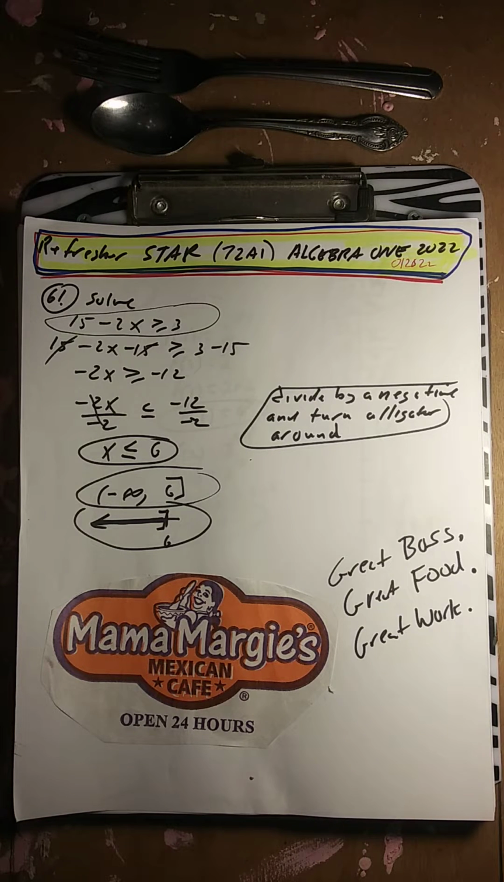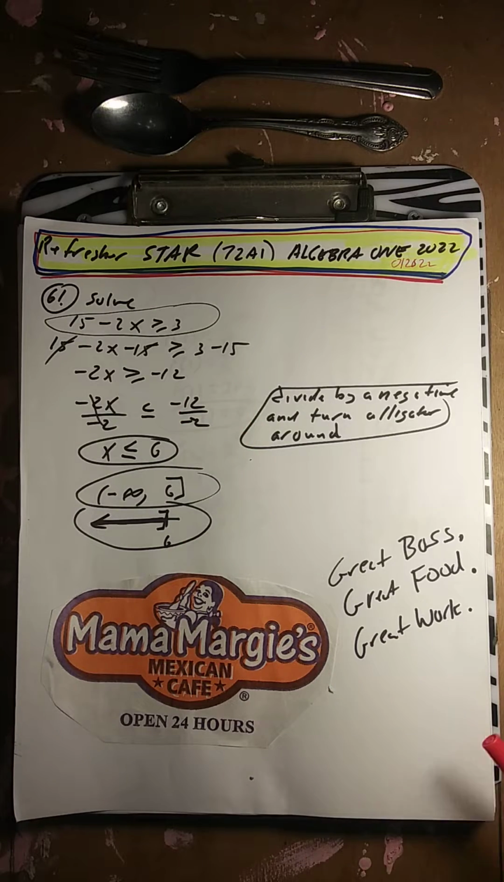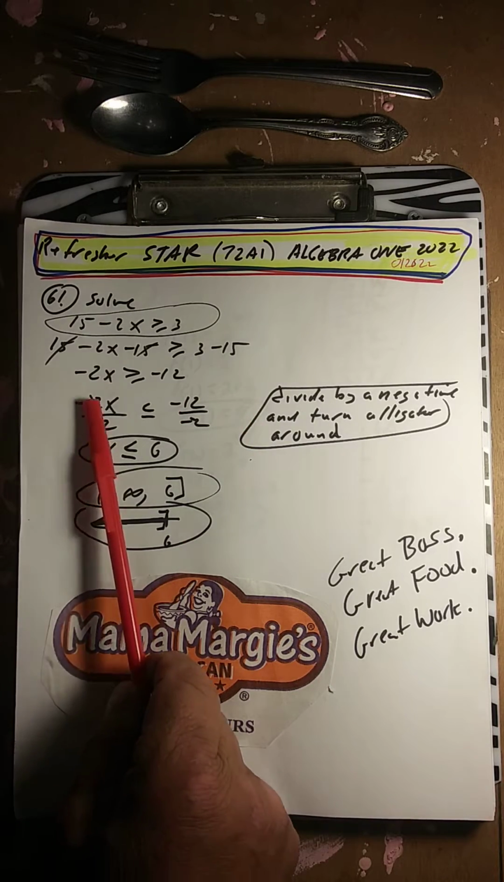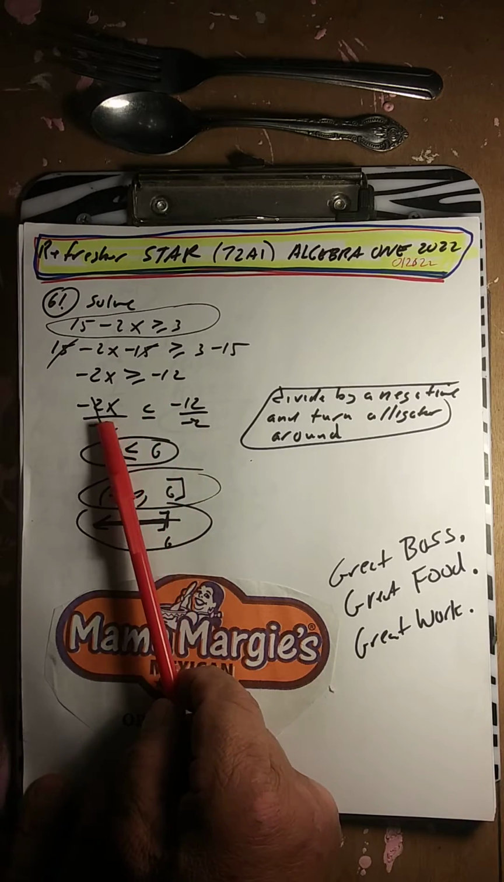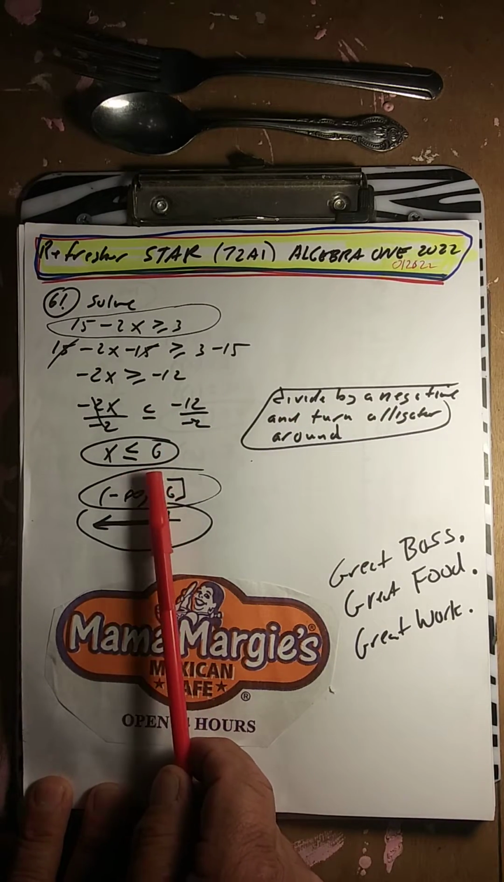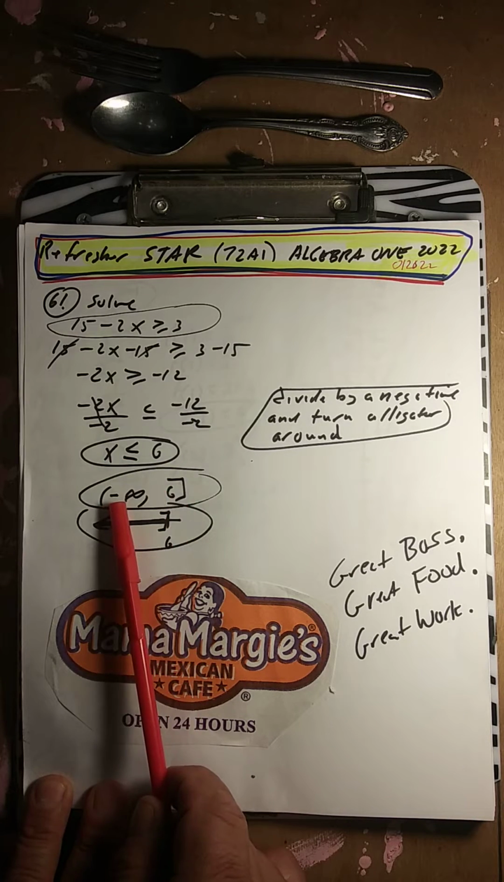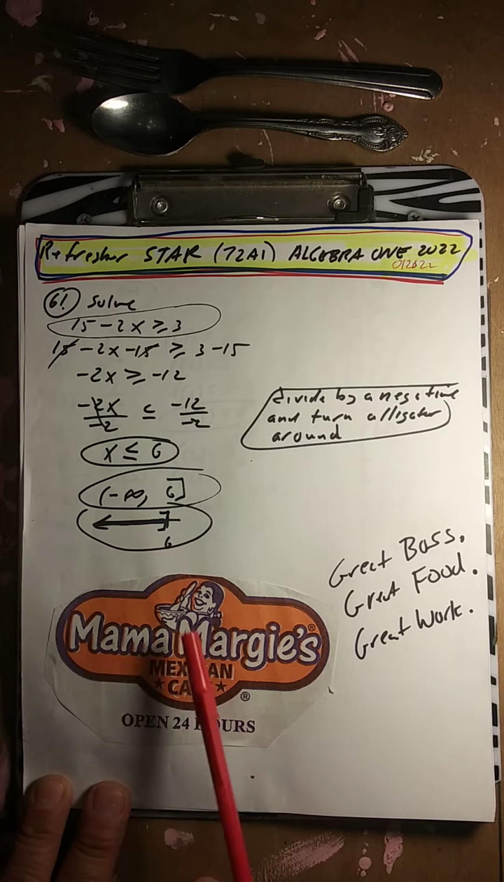Alright, solve this inequality. What I'm going to do is go ahead and subtract 15 from both sides. And we have negative 2x greater than or equal to negative 12. Divide by negative 2, turn the inequality around. Now that's going to be x is less than or equal to 6, including the 6.